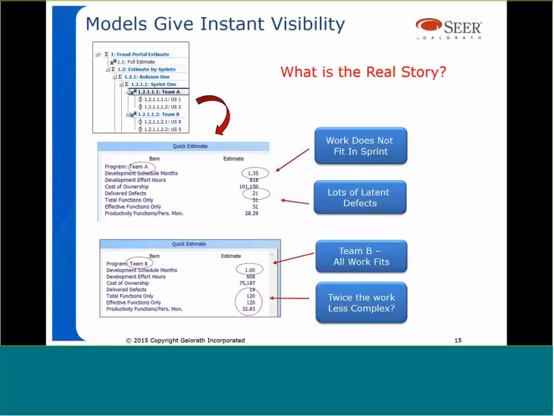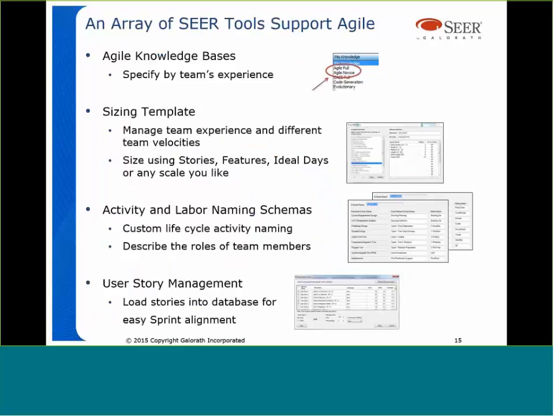So you now have the tools to do those decision making. Okay. So I mentioned the SEER model. It comes filled with a whole bunch of stuff already in there to support Agile projects. We have knowledge bases. There's sizing templates available. We have some example sizing templates for story points, but you can build it for feature points, ideal days, anything that you can scale. You can create a sizing template for that.